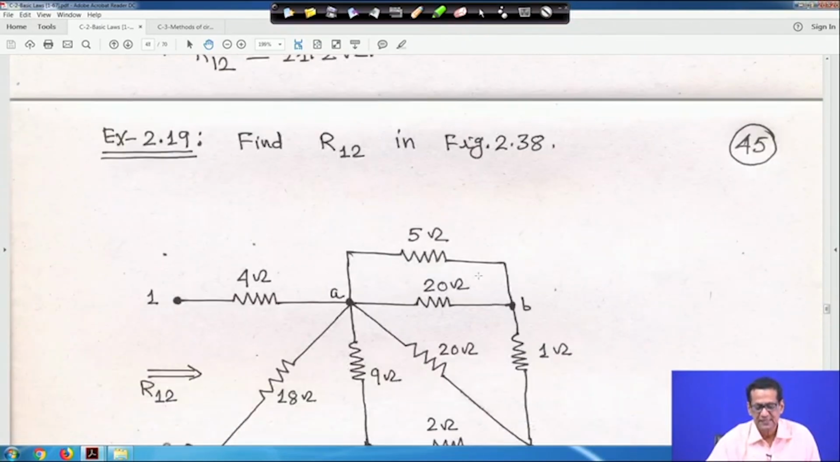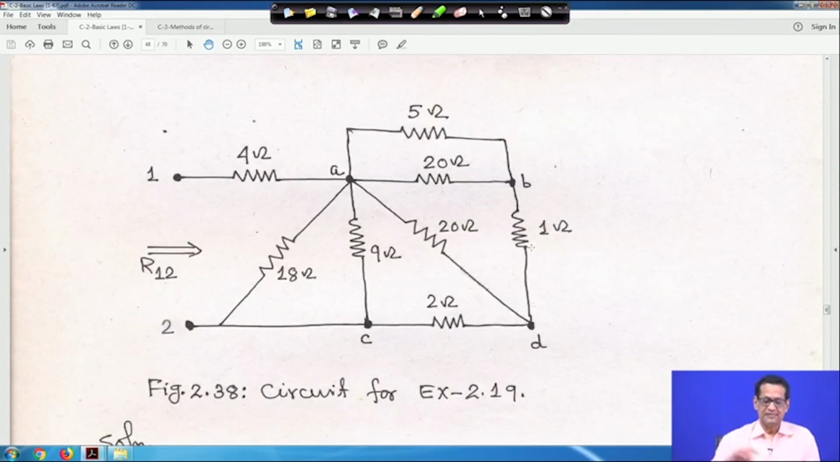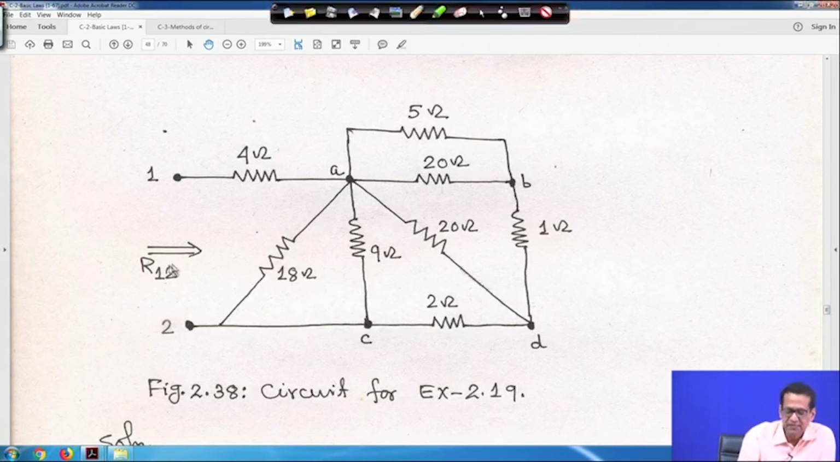Now, this is another circuit: find R12 in figure 2.38. So, here also this circuit is given, and from here you have to find out R12. Now, look at the circuit. If you look at the circuit, you have to find out what is R12.